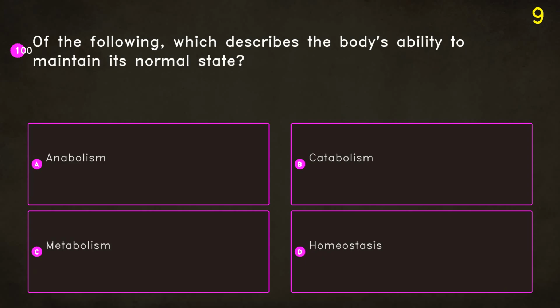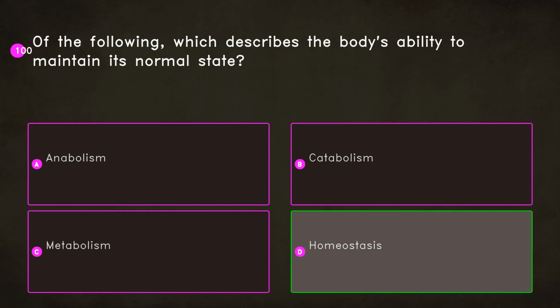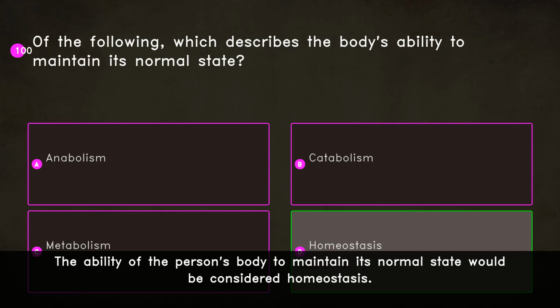Question 100. Of the following, which describes the body's ability to maintain its normal state? A. Anabolism. B. Catabolism. C. Metabolism. D. Homeostasis. The correct answer is homeostasis. The ability of the person's body to maintain its normal state would be considered homeostasis.